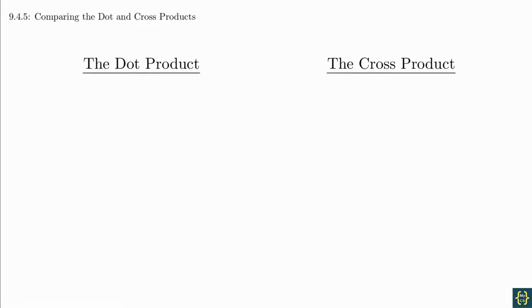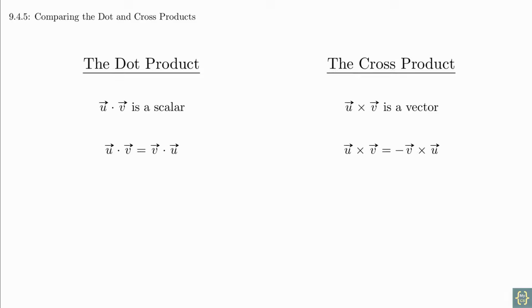The book has a brief section that talks about the similarities and differences between the dot product and the cross product. It's worth thinking through this to help the ideas sink in more deeply. The dot product results in a scalar, and the cross product results in a vector. The dot product is commutative, but the cross product is not. Technically, we would say that the cross product is anti-commutative or skew-commutative because you get the negative result when you swap the order.